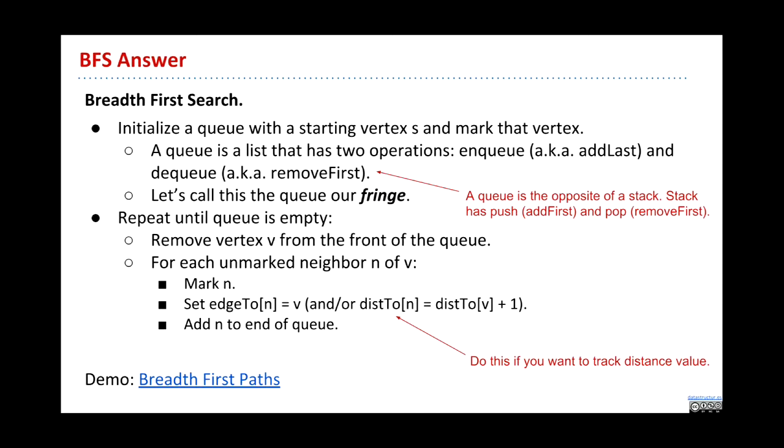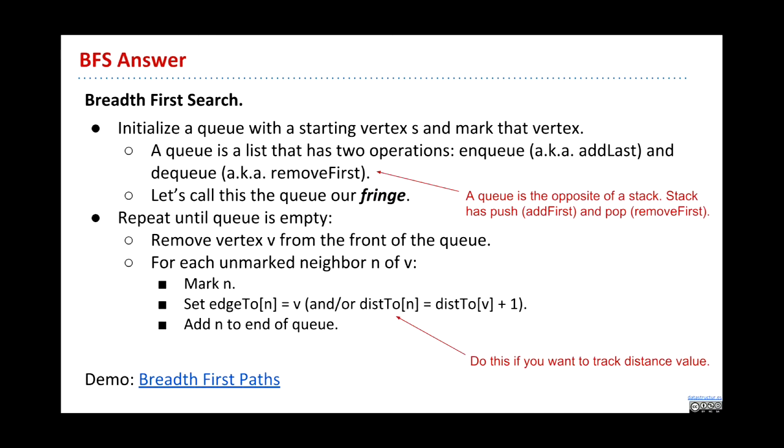So what is a queue? Well, if you don't know the term, it's a list that has two operations, an add last and a remove first only. Add last is sometimes known as enqueue, and remove first is known as dequeue. This is like you're waiting in line for a roller coaster. There's a queue, people get in at the back, and they leave from the front to get on the roller coaster, right? So you add to the end and you remove from the front when you're done being in line. And we'll call this queue our fringe.